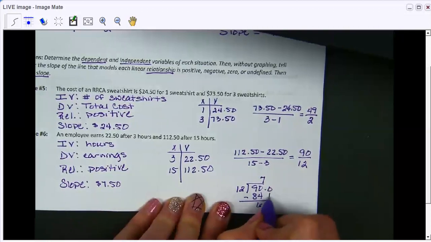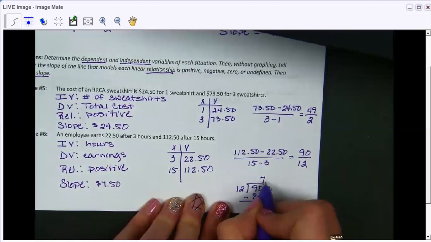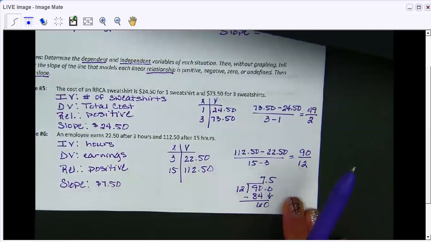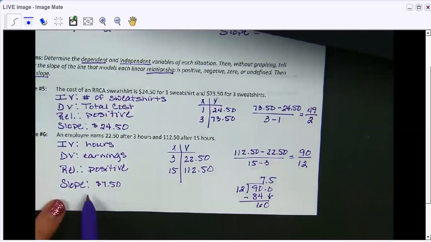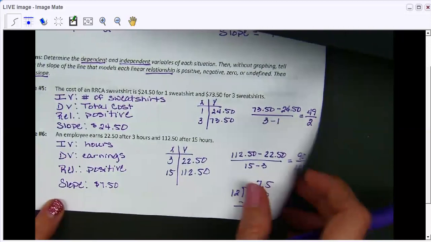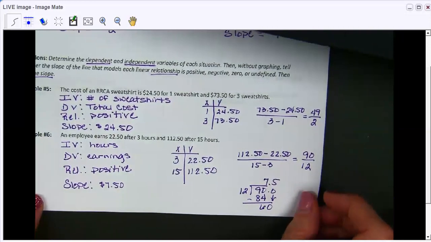Add my decimal and 0 and bring it down, and 12 goes into 65 times. And so that's how I get 7.5 or $7.50 per hour, which is really what it comes down to. Okay, that this employee gets paid $7.50 for every hour they work. Okay. All right, any questions about this?